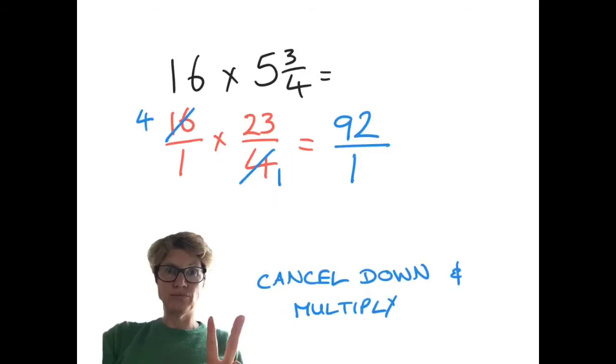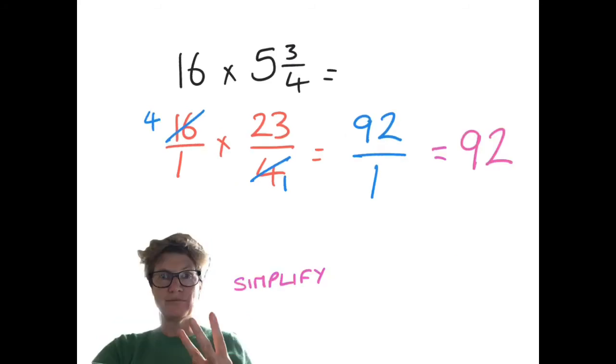Step 2, cancel down and multiply. 16 and 4 have a common factor of 4. 4 divided by 4 is 1. 16 divided by 4 is 4. And we multiply across. Multiply the numerators. 4 times 23 is 92. 1 times 1 is 1. Step 3, simplify. 92 divided by 1 is of course 92.